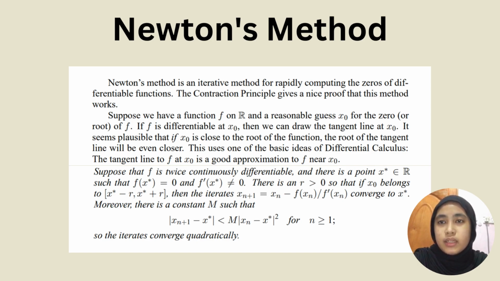Newton's method is an iterative method for rapidly computing the zeros of differentiable functions. The contraction principle gives a nice proof that this method works. Suppose we have a function f on the set of real numbers R and a reasonable guess x0 for the zero or root of f. If f is differentiable at x0, then we can draw the tangent line at x0. It seems plausible that if x0 is close to the root of the function, the root of the tangent line will be even closer. This uses one of the basic ideas of differential calculus: the tangent line to f at x0 is a good approximation to f near x0.